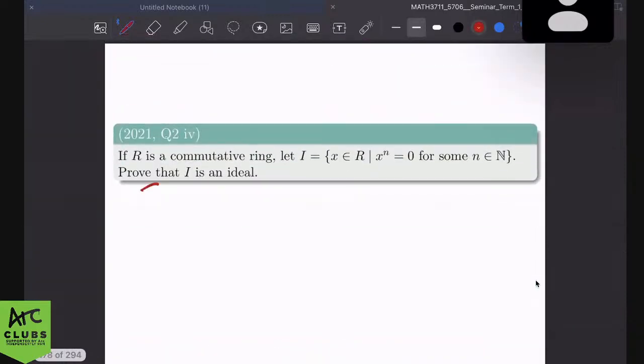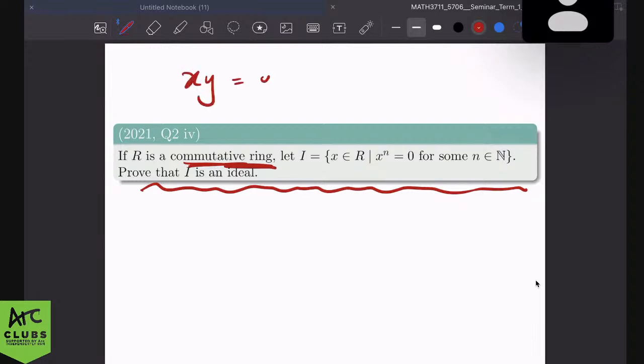Alright, another similar example. Let's talk about rings and ideals. So R is a commutative ring, which means that multiplication as well as addition is commutative. Right, so xy equals yx. And in this case, we want to let I be the set of all elements x such that x to the power of n equals 0. Okay, so we need to prove it's an ideal.